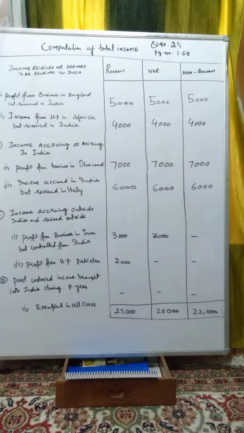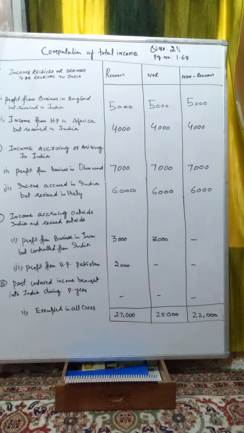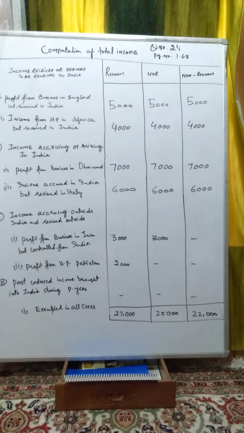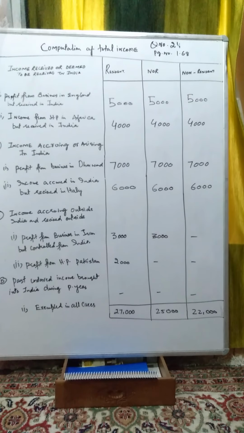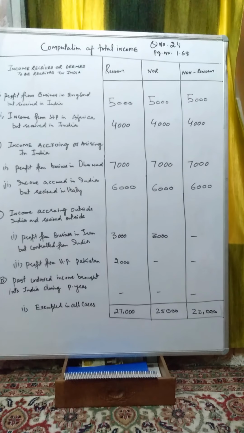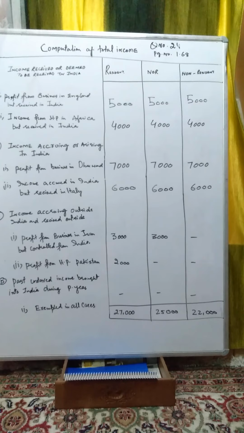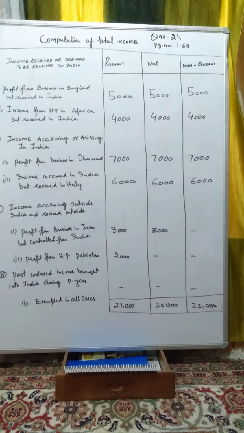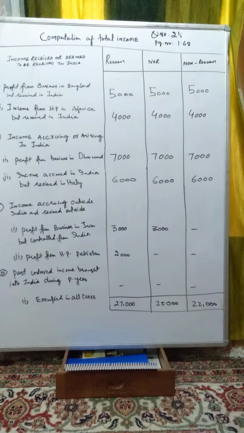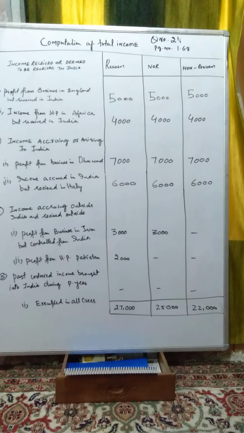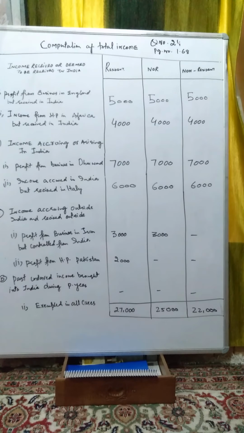Again, in the same way, we have income from house property in Africa but received in India. Again, the receiving part is in India. It hardly matters whether it is Africa, England, or any other country, but the receiving part is in India. That is why it is Indian income. It is taxable to resident, not ordinary resident, and non-resident.